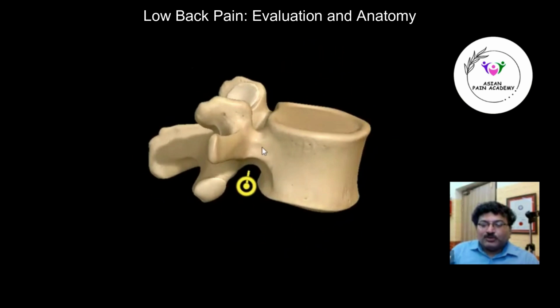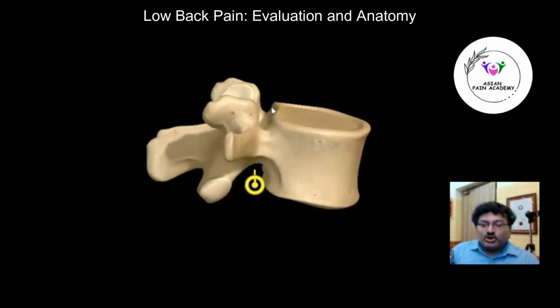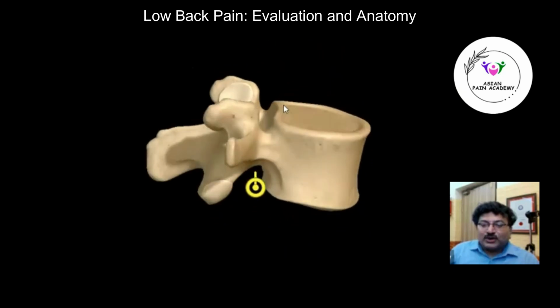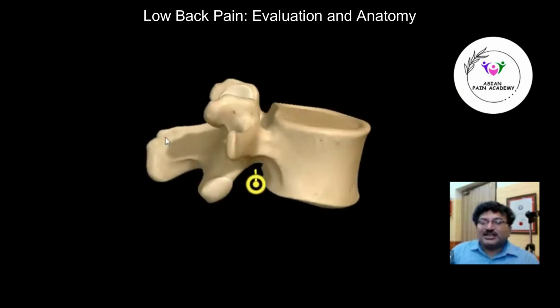Now, from the vertebral body, there are 2 pedicles that are going to the posterior side. So this is one pedicle, this is another pedicle. And they are joining with the middle and posterior elements of the vertebral body.